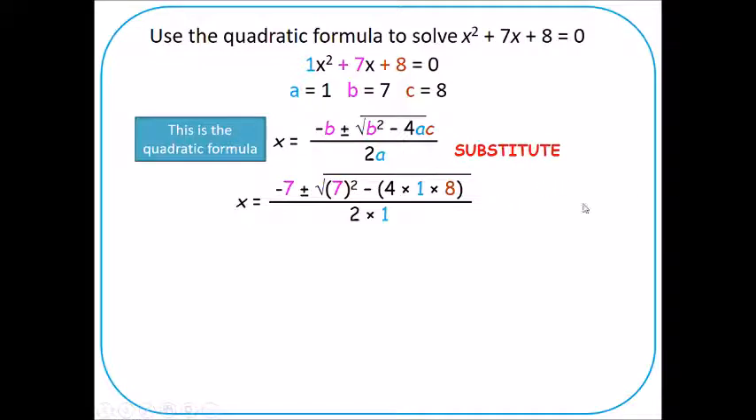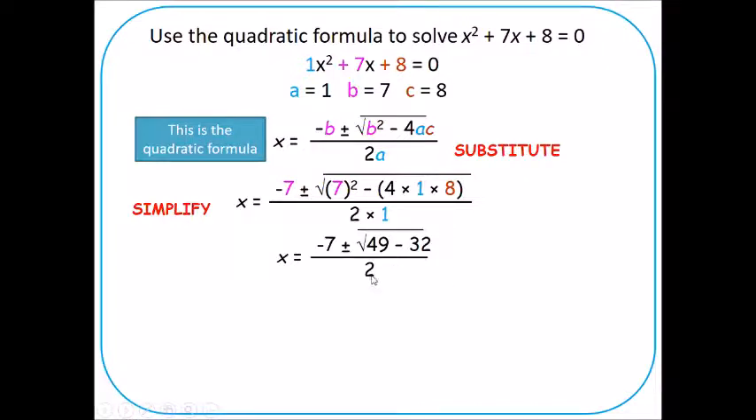Okay, so I've made my substitution, but there's a lot of tidying up to do. For example, I know 7 squared is 49. I can work out 4 times 1 times 8. I can work out 2 times 1. So I'm just going to do some maths here, tidy up and simplify as much as I can.